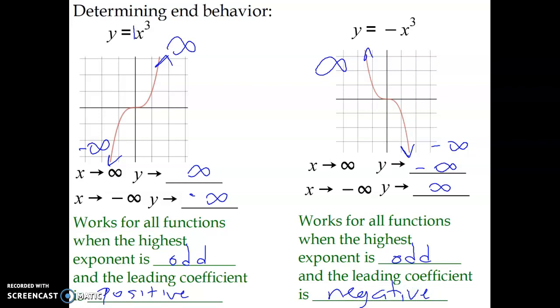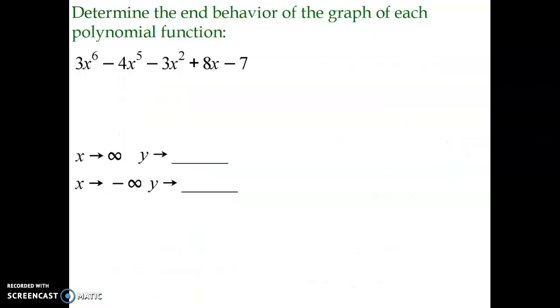So if you guys can remember those pictures in your mind, remember the parabola for x squared and negative x squared, and remember this squiggly kind of snake shape for positive x to the third and negative x to the third, then it turns out you can answer any end behavior question that a teacher might ask you. So here's an example. All right, let's look at this one. 3x to the 6th minus 4x to the 5th minus 3x squared plus 8x minus 7.